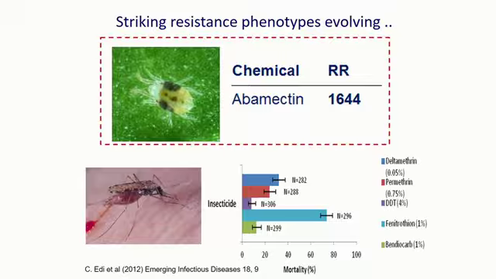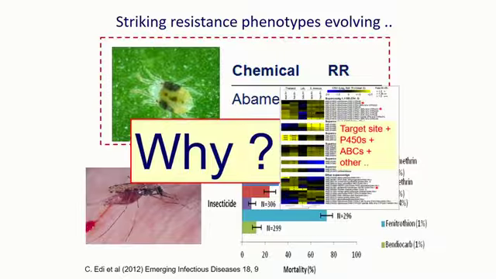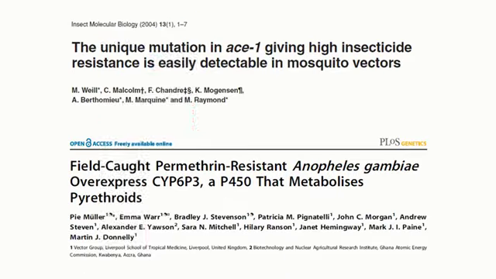But also in Africa, in the Anopheles gambiae vector, there have been some multi-resistant populations that are resistant to all registered classes of insecticides. So the question is, why does this happen? And the answer is not that easy to give, because there are multifactorial patterns of resistance that are dependent on target site resistance, on P450s overexpression, and ABC transporter gene overexpression.